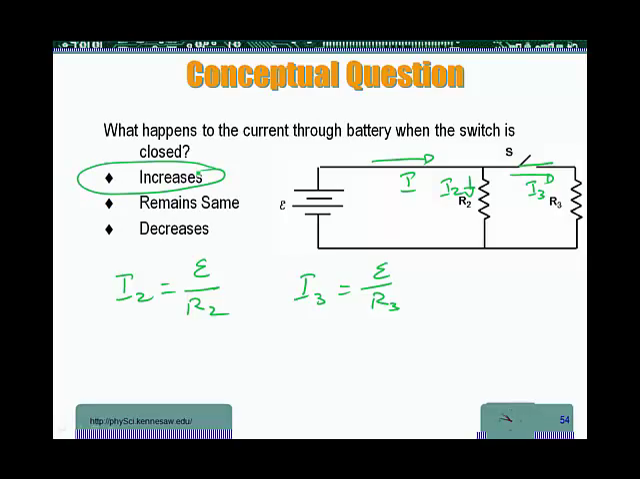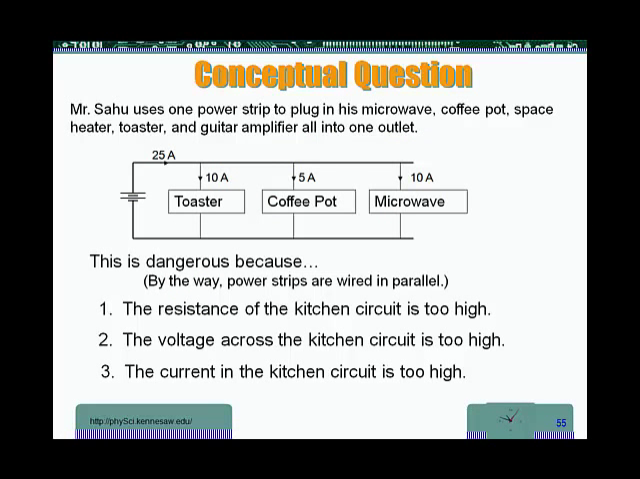If I have more light bulbs turned on, I'm going to use up more electricity. I'm going to use up more energy. I'm going to require more power from my power source, my battery. Okay, so here we have a question. We have Mr. Sahu that uses a power strip to plug in his microwave, coffee pot, space heater, toaster, guitar amplifier, all in one outlet.